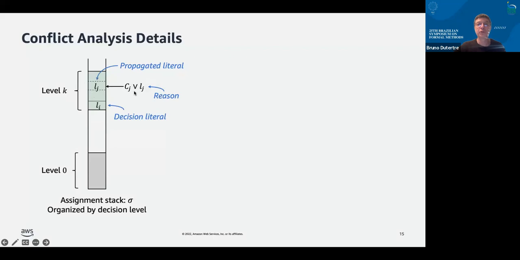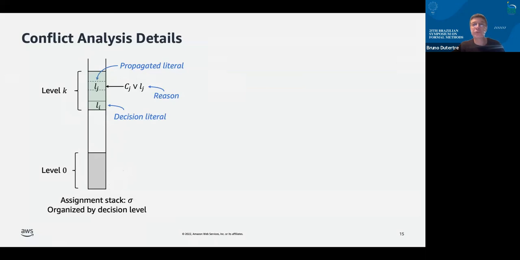And that clause is the reason for the assignment. So this clause is special. It's split into one part CJ and the literal LJ itself. And CJ is false in the assignment that precedes, that's below LJ on the stack here. So all these literals between 0 and the one before LJ make this clause CJ false, and this forces LJ to be true. Okay, so this is the data structure essentially that's maintained inside the CDCL SAT solver.